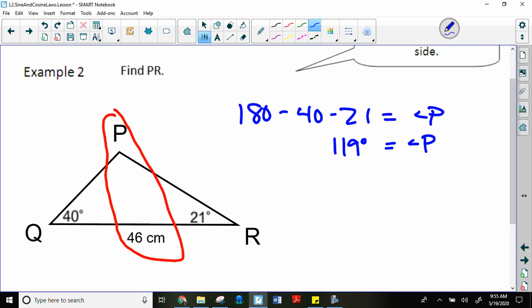Now we've found and we've created our pair. 119. There is our information set for our fraction. So we can fill the top and the bottom. Now what side are we trying to find? PR. If it says PR, that means that we're going from P to R. That is side Q. Okay? It is opposite from angle Q. So that's the pair of information that's going to go into the second fraction.